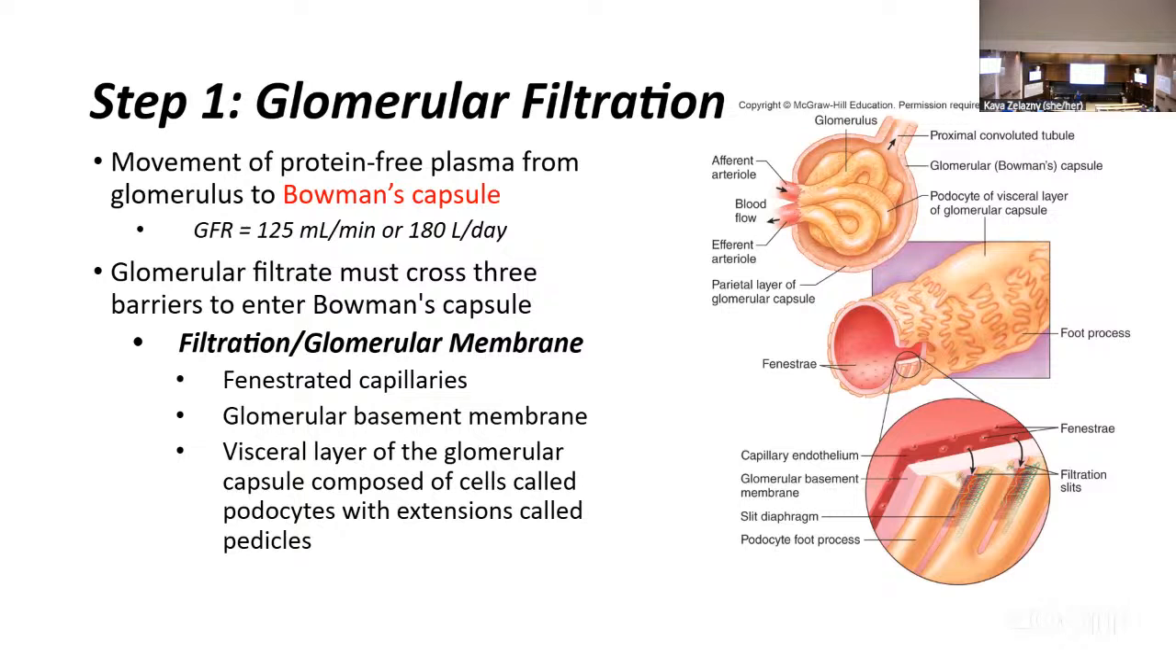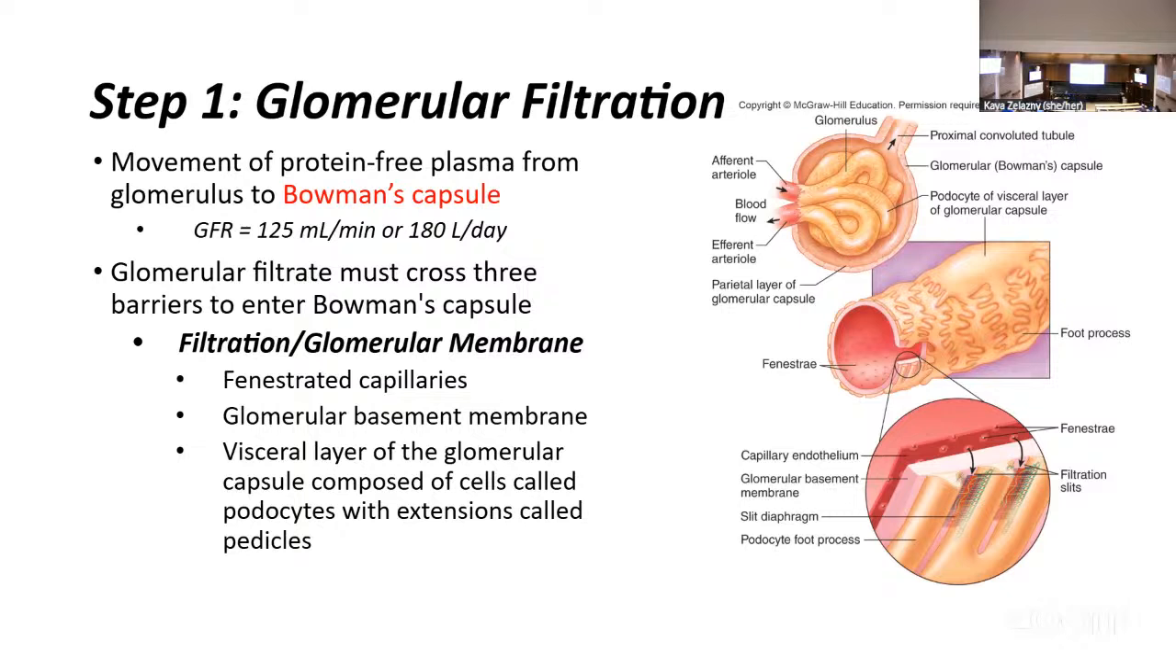Okay. So in order to get from that glomerular capillary into Bowman's capsule, so into the beginning of the nephron, we do have to cross a couple barriers, right? They're pretty easy to cross, which is why almost everything except proteins can do it, but we do want to know the pieces of it.